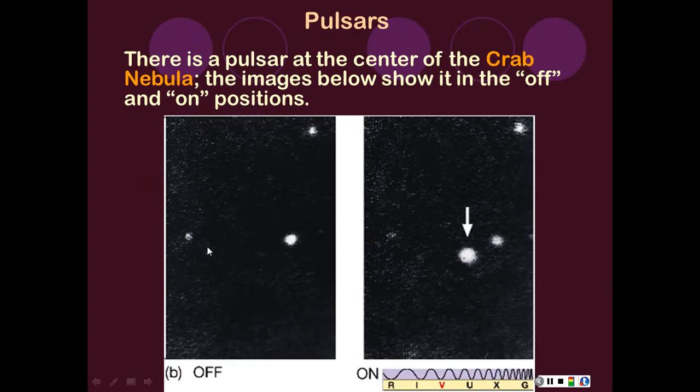So here we've got an image, and this is actually invisible light. This is what the Crab Nebula looks like in invisible light, and this is what it looks like when the pulsar is pointing towards us. And so what we can see here is that it's also glowing in invisible light.